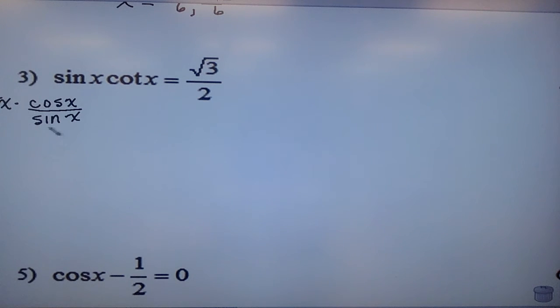So now we can cancel. And we're actually only looking for where cosine of x is equal to radical 3 over 2, because this value will satisfy this expression. So where is cosine of x equal to radical 3 over 2? Good, at angle measures pi over 6 and 11 pi over 6.